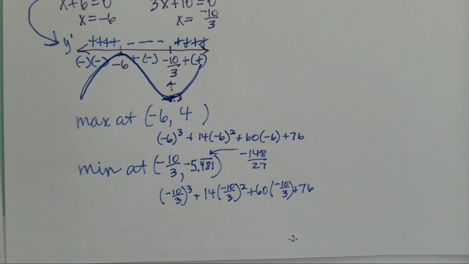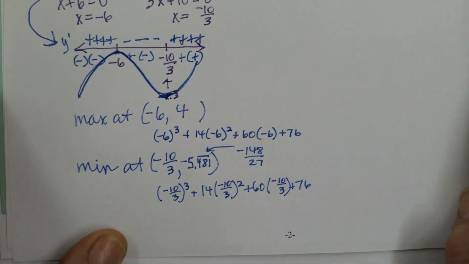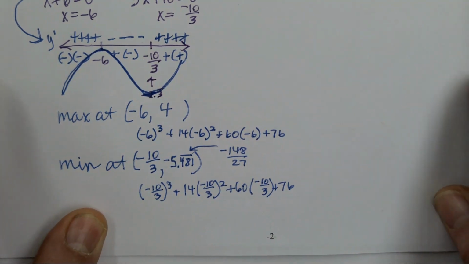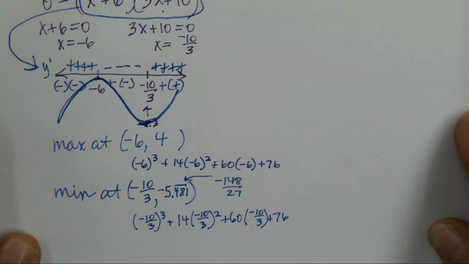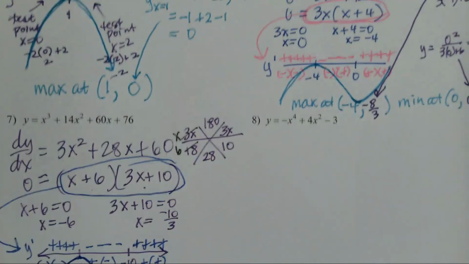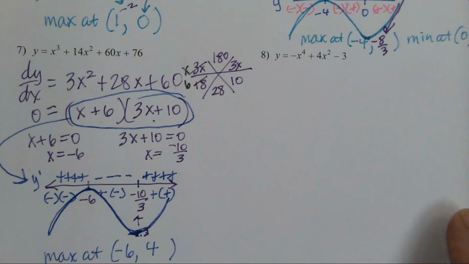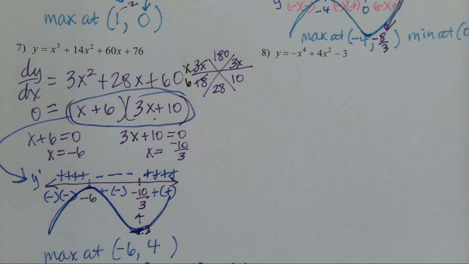All right, one last one. I know, I talked so much. I'm sorry. But one more. I've got a fourth power. Remember what a fourth power looks like? It's like a W or an M. So I might have 2 maxes and a min, or 2 mins and a max. Or it might have a twist in the graph and then I won't see a min or a max.